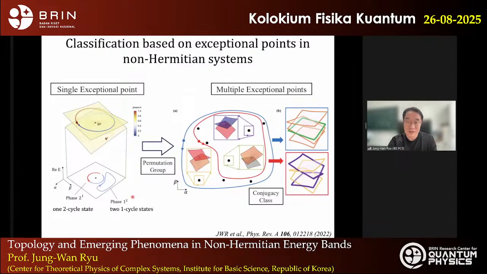That is our question. One exceptional point can be described by a permutation operation. It means the many exceptional points can be described by the permutation group. And we can find many permutation-related structures. And we can find the conjugate classes of the permutation group for these structures. So we can topologically classify these many different kinds of structure using the conjugate classes of the permutation group.